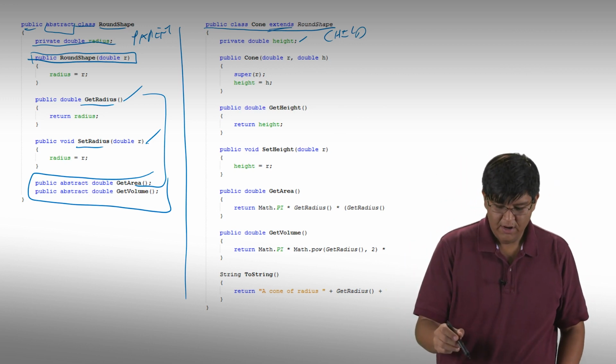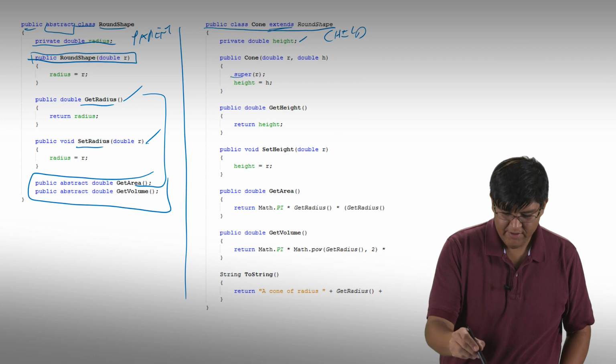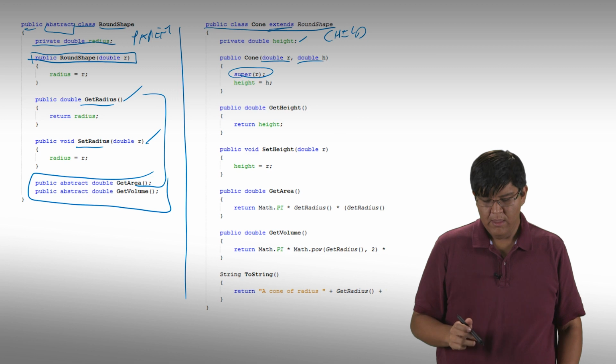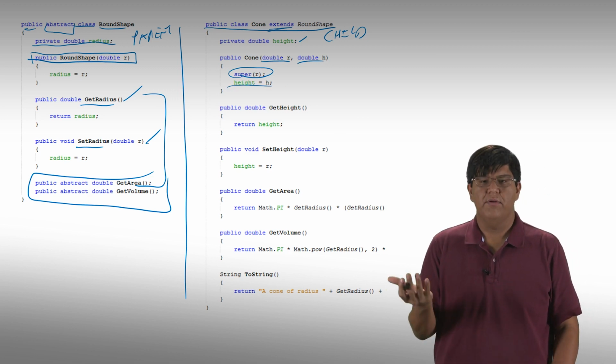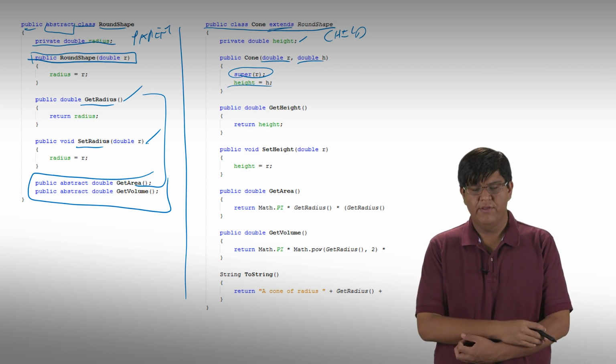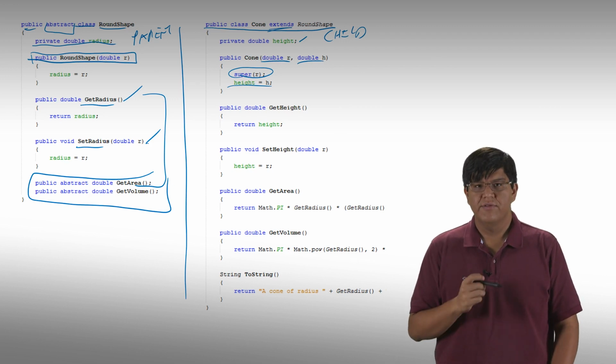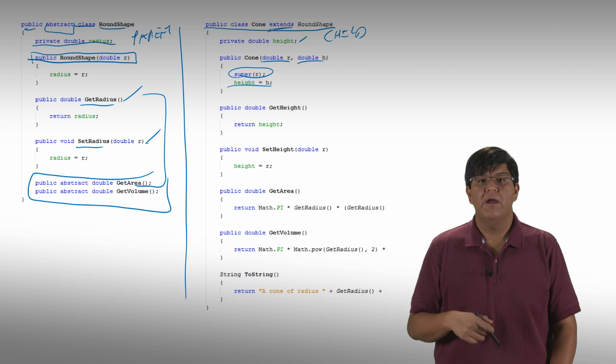All right, so let's see. We got our constructor. Our constructor has some interesting stuff here. Notice it takes in two things, r and h. Fine. h gets stored into height. That's pretty much what we expect. But then we do this over here. We say super of r. What is that doing? So super is basically going to call the parent in the constructor.